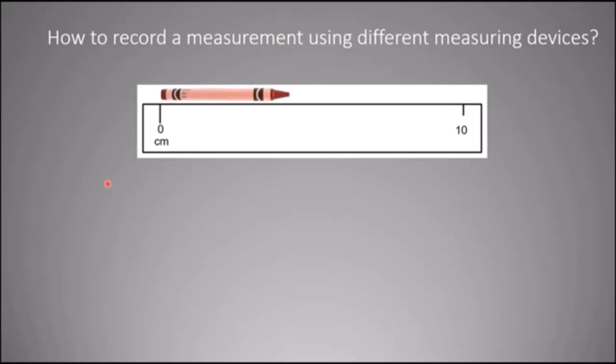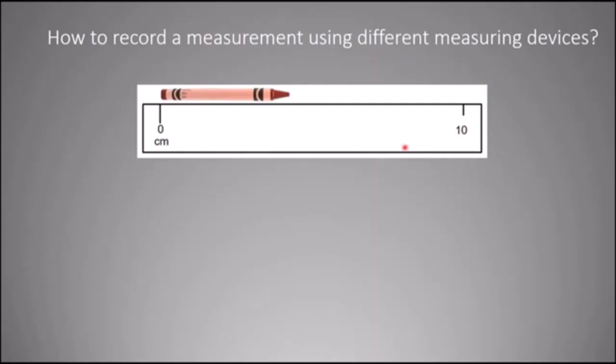Let's look at this ruler that we have on the screen. And we have to see how to record the length of this crayon based on the lines that we have on this ruler. All measurements are made by determining the marks on the measuring device and then estimating one place beyond the precision of those marks. So this ruler is a centimeter ruler where each line is worth 10 centimeters. You have 0 centimeters here and then you have 10 centimeters.